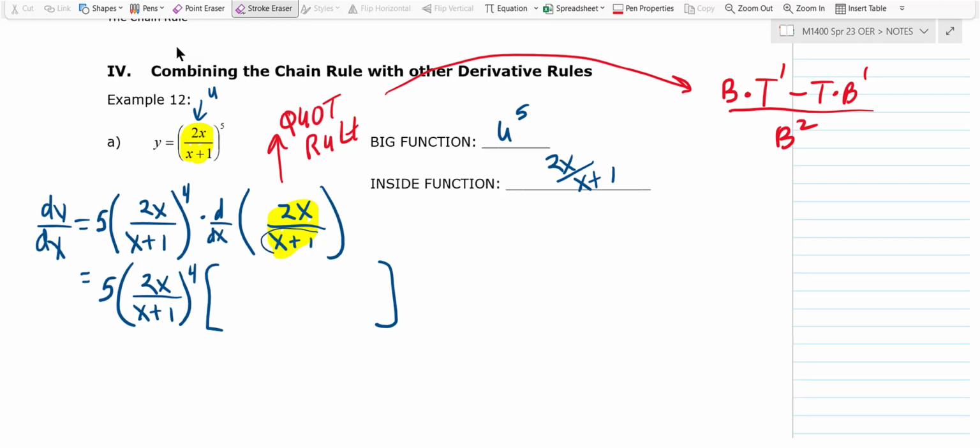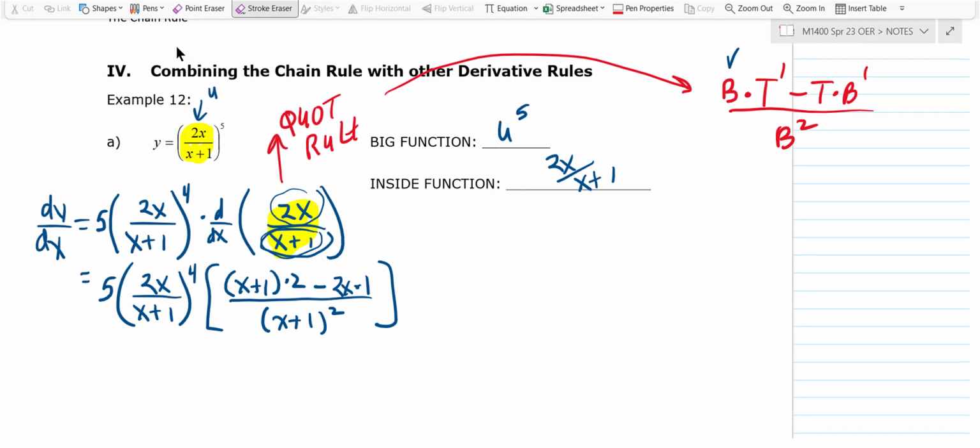The bottom is x plus 1. Okay, what's the derivative of the top? 2, so that's times 2. Again, just following what the quotient rule tells us to do. Then it's minus the top, which is 2x. And what's the derivative of the bottom? 1. So that's bottom times derivative of top, and then it's the bottom squared. So you just put the bottom squared like that. So that right there is the derivative.